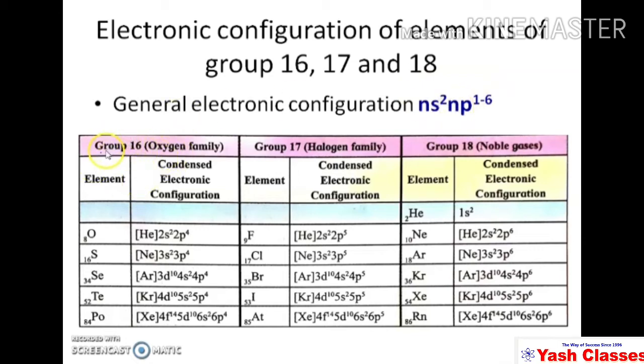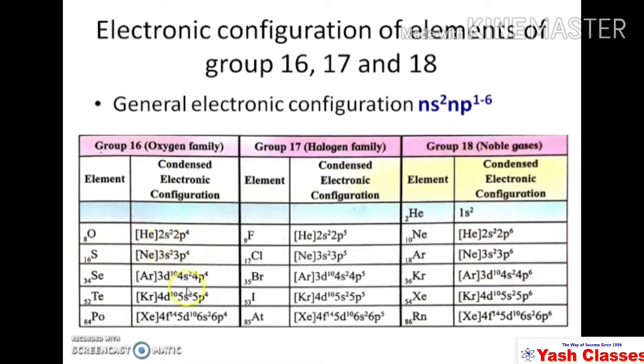Now in group number 16, that is the oxygen family, there are 5 elements: oxygen, atomic number 8; sulfur, atomic number 16; selenium, atomic number 34; tellurium, 52; and polonium, 84. These 5 elements are placed in group number 16. The general electronic configuration of these elements is ns2 np4.